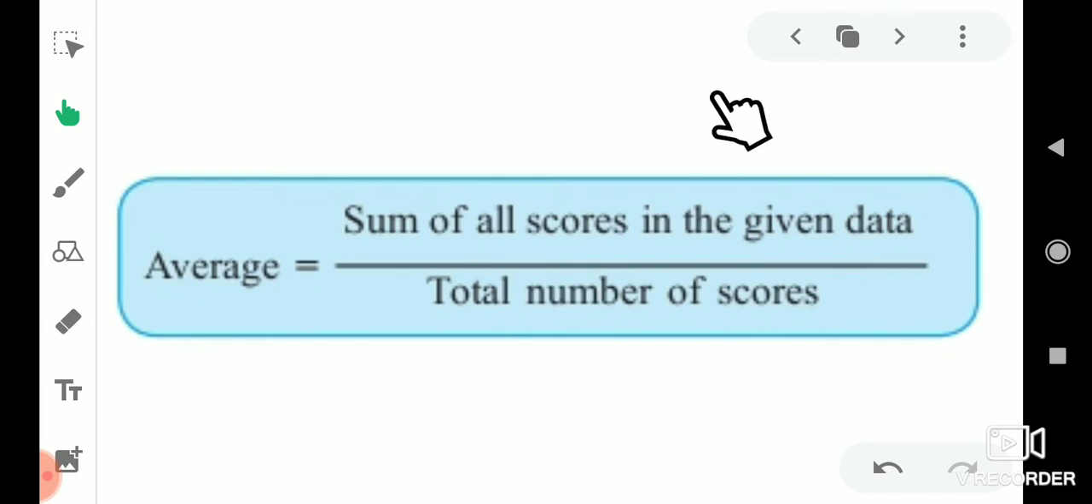Means if 6 data are given, so 6 values are given, we can also call it the values or we can also call it the scores. So the formula for the average will be sum of all the values in a given data divided by total number of values, or sum of all the scores in a given data divided by total number of scores.